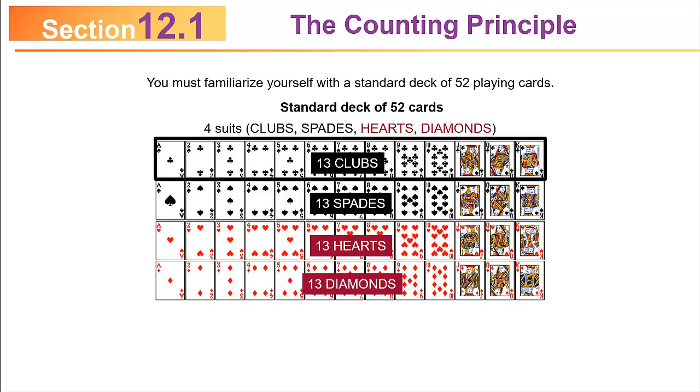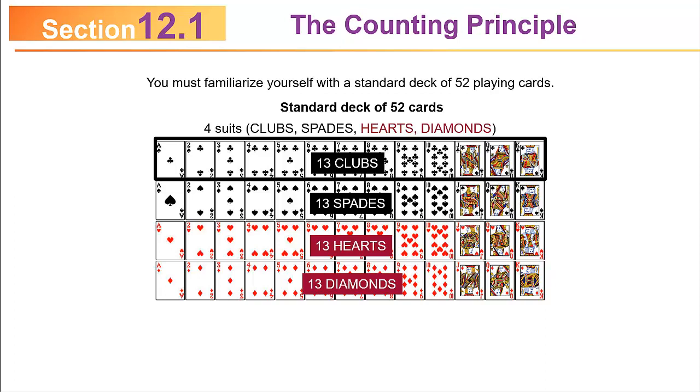Also, the cards are divided into 4 suits. The suits are clubs, which is the top row, and there are 13 of them. Spades, that's the second row from the top. Hearts, that's the third row from the top. And diamonds, that's the bottom row. So you've got to learn those symbols and what they mean.